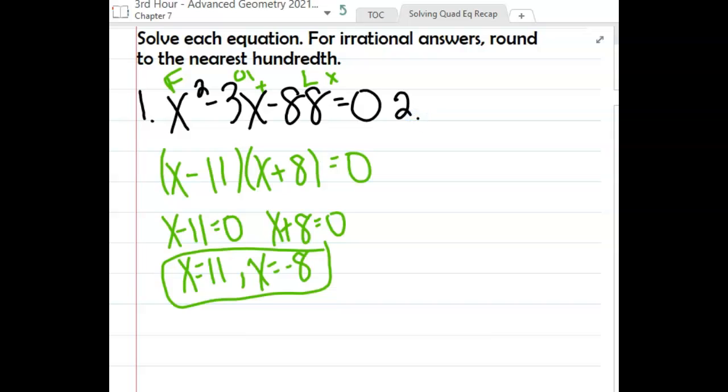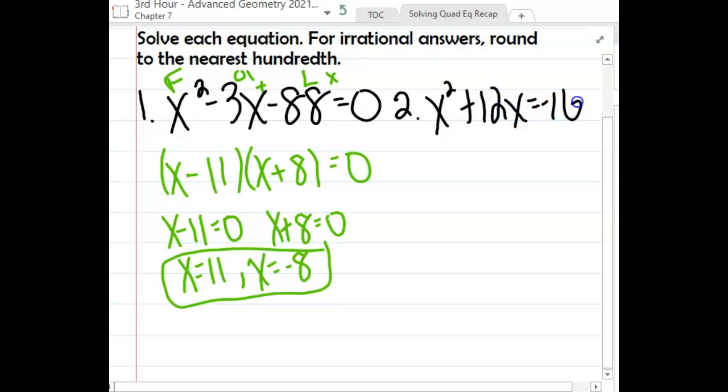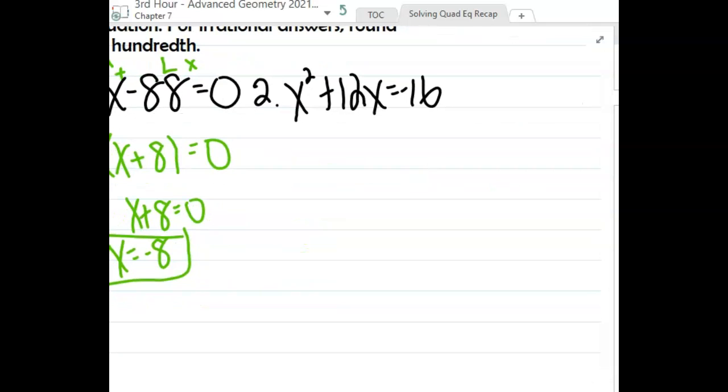Okay, what if I have x squared plus 12x equals negative 16? Now, regardless whether you're going to use the quadratic formula or factoring, it has to be set equal to 0. Either way, it has to be set equal to 0. So if you see the problem and it's not set equal to 0, the first thing you need to do is move everything to the same side. So for this one, I would add that 16, and we get x squared plus 12x plus 16 equals 0.